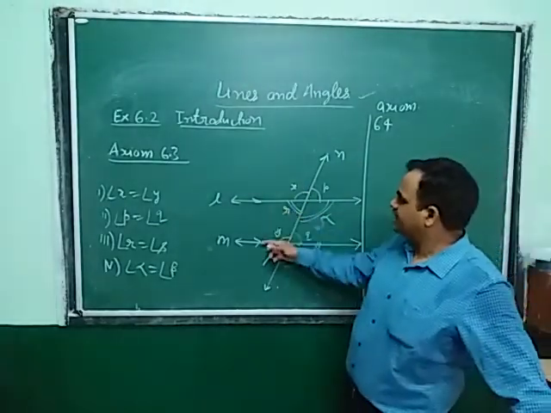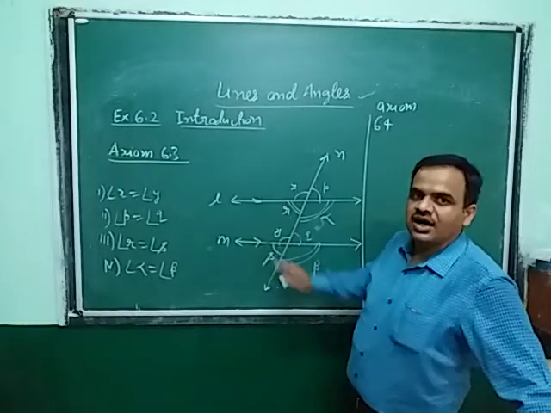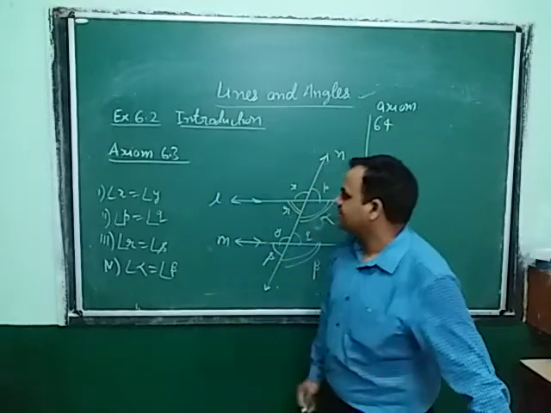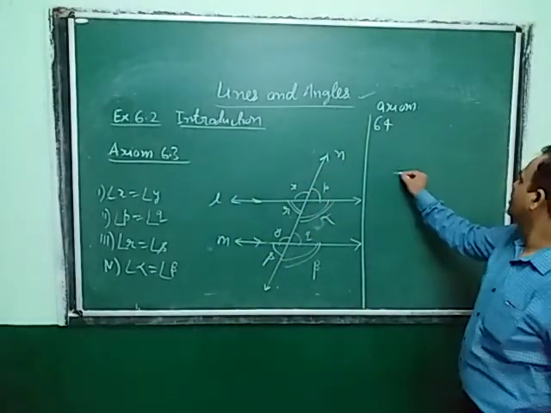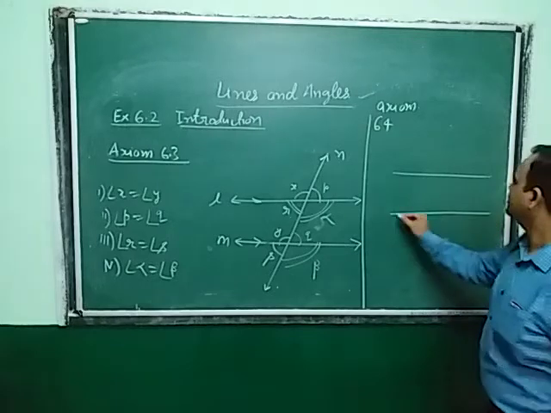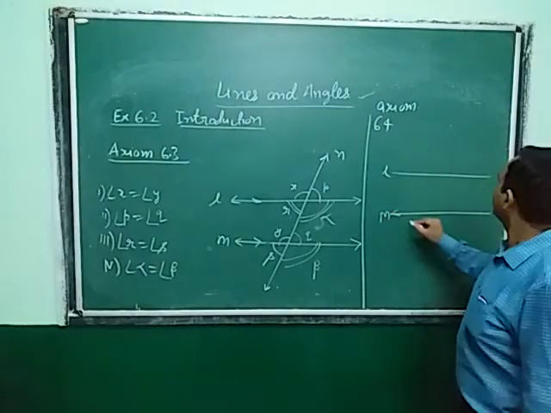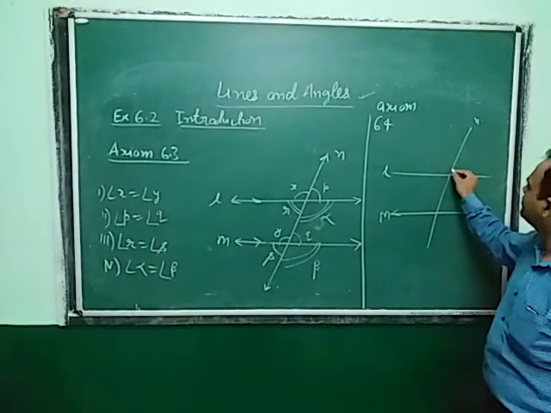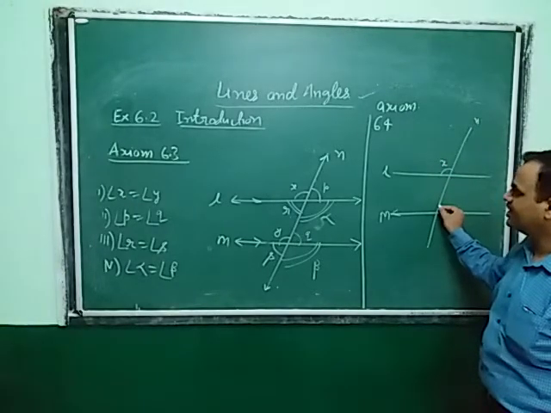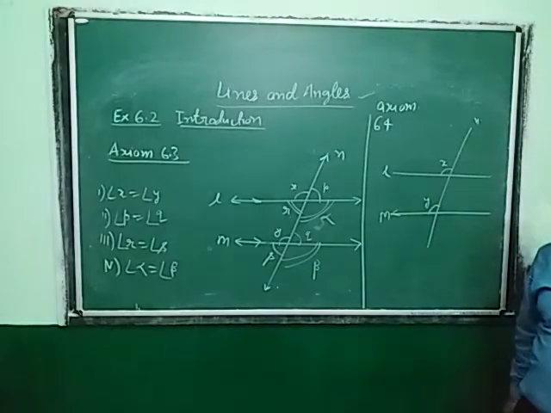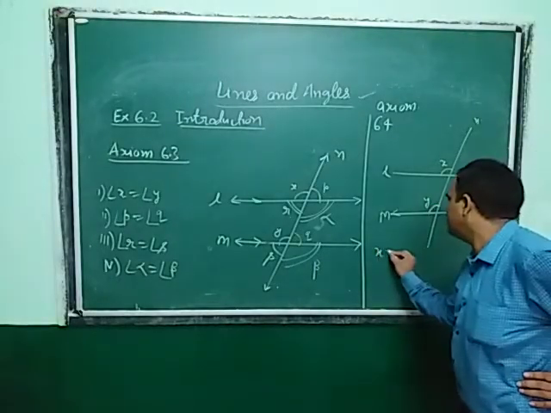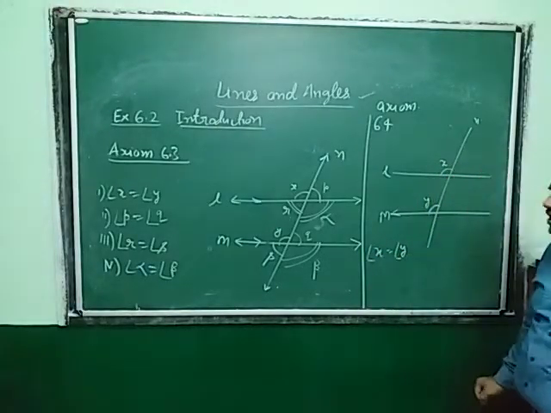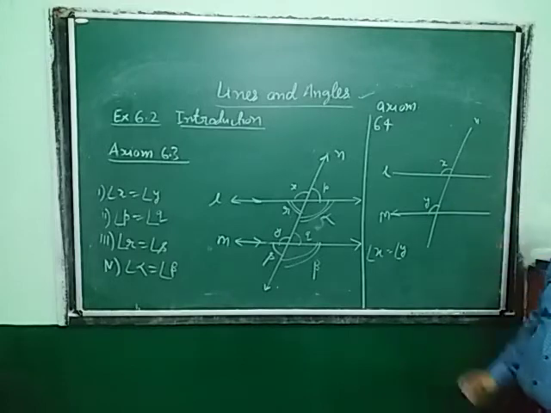Here, these two lines are given as parallel, and we have stated that corresponding angles are equal. Now, suppose these two are the lines, say L and M. Another line N is intersecting them, and we have this angle X and this angle as Y. If it is given to us that these two angles are equal, if angle X equals angle Y, then these two lines will be parallel.